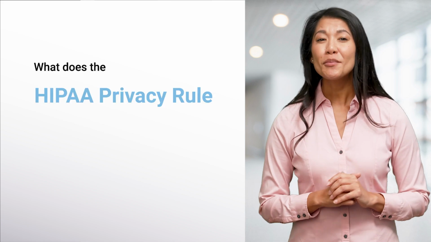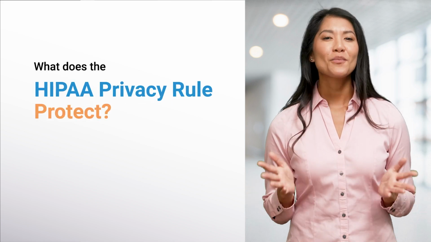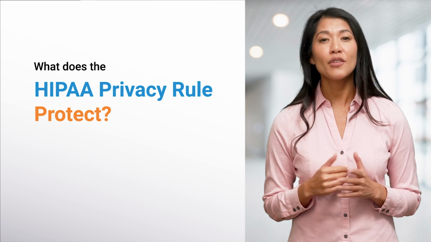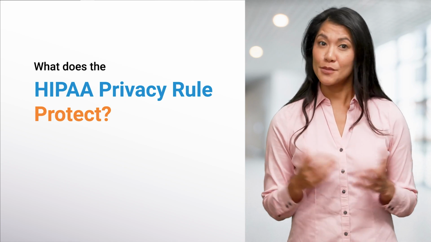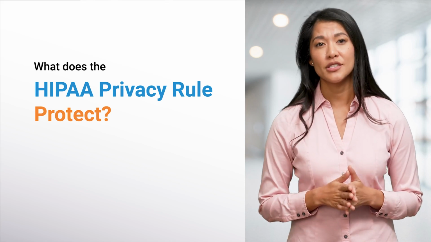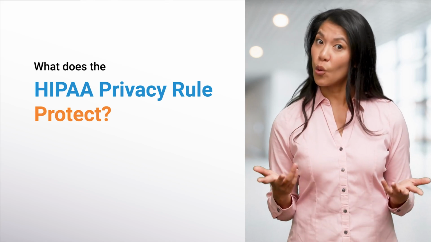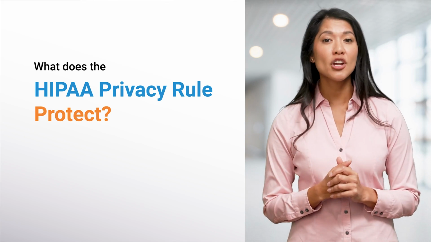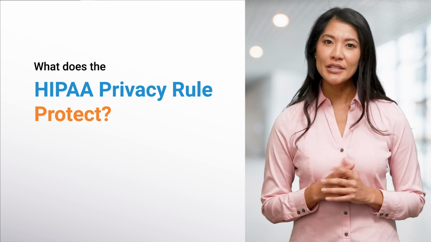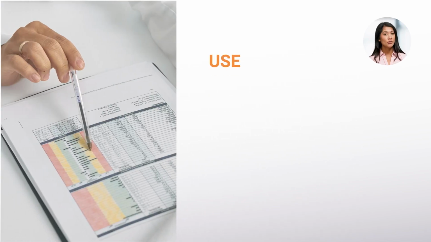What does the HIPAA privacy rule protect? The privacy rule safeguards PHI from unauthorized use or disclosure. This means that covered entities must implement appropriate safeguards to prevent the accidental or intentional release of PHI to unauthorized individuals or entities. It's important to distinguish between the use and disclosure of PHI. Let's take a closer look at each.